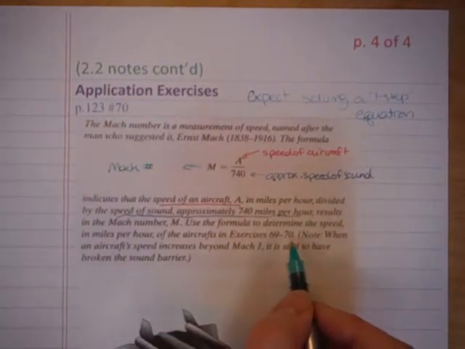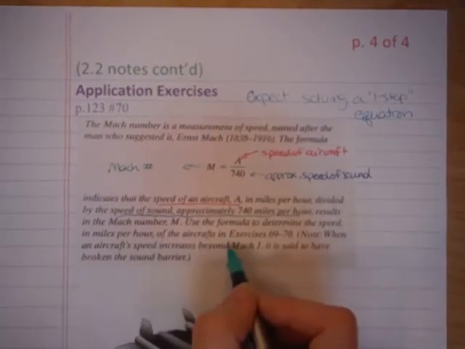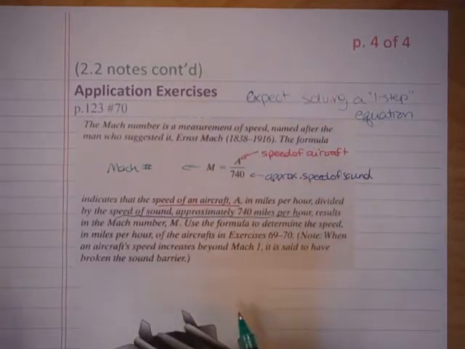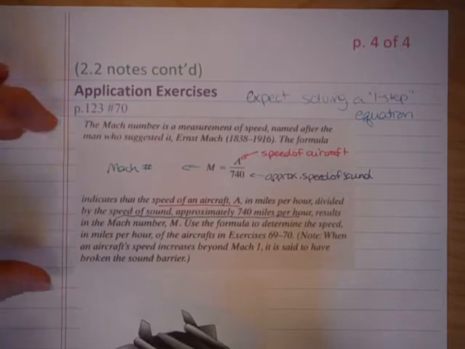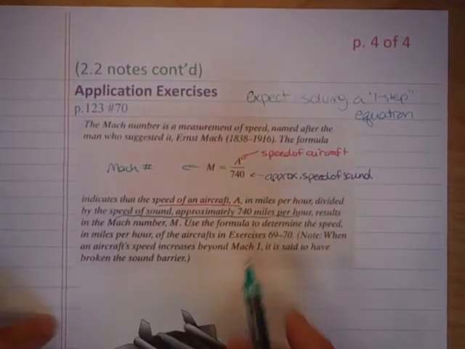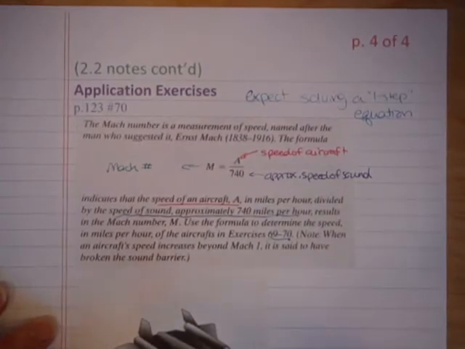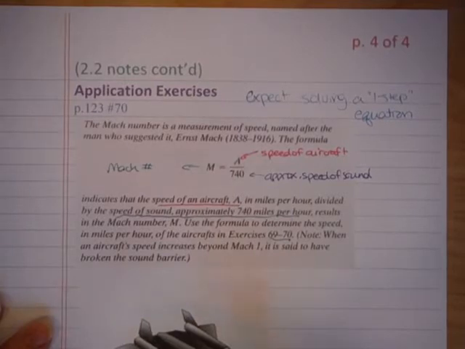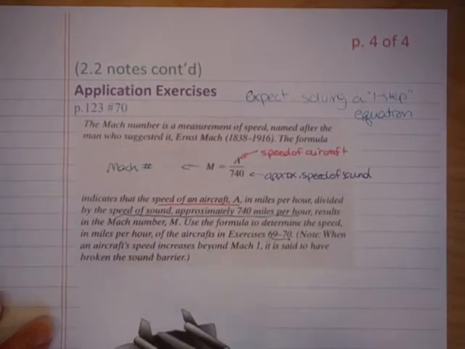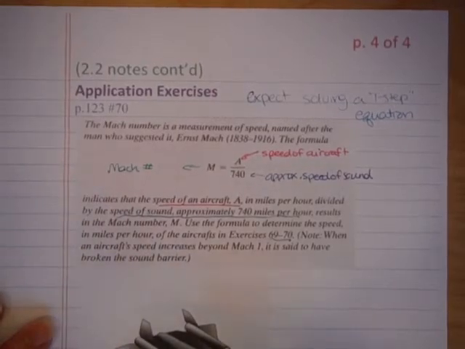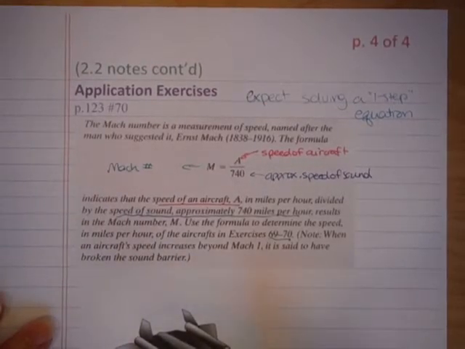Use the formula to determine the speed in miles per hour of the aircrafts. So as we look down here, this is number 70 that we're doing. This is information that comes up above numbers 69 and 70. And in number 70 here, they're telling us about the SR-71 Blackbird. It has a Mach of 3.3, so it has an m value of 3.3. We want to know the speed, which means we want to know the a value. So we've got our goal now, which is to come up with what a is.